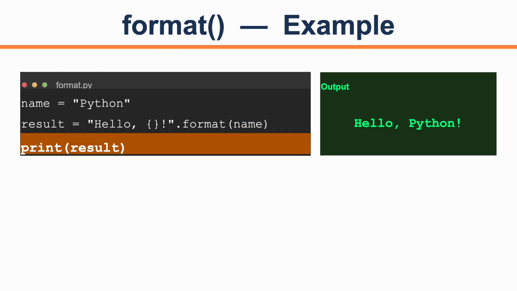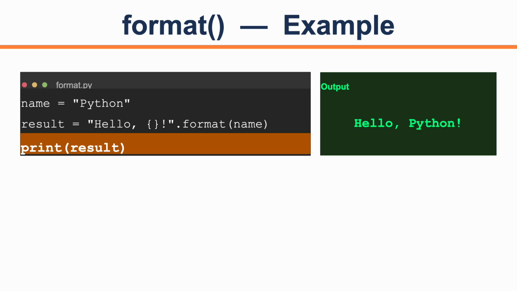Here we store the string Python in a variable called name. The template string contains curly braces as a placeholder. Calling the format method with name inserts Python into that spot, producing hello Python with an exclamation mark at the end.